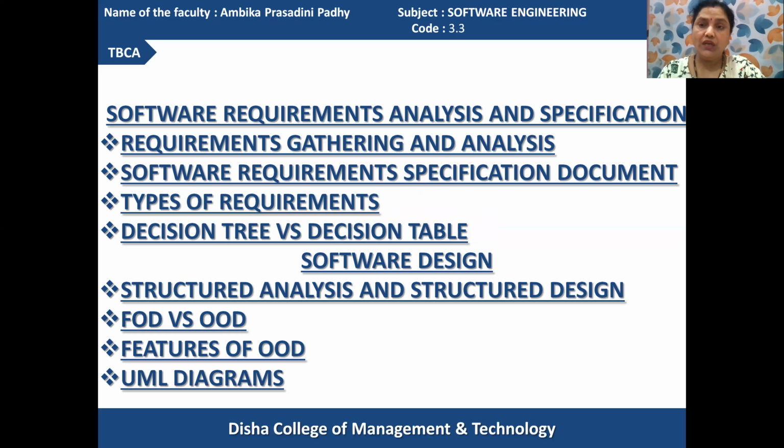In this Unit 3, we will discuss different concepts like requirements gathering and analysis. Also, we'll discuss the software requirement specification document. We will discuss types of requirements. When your software requirement specification document is prepared, the information mentioned is as per the requirements really to be carried out or reflected inside the system. So we must know the types of requirements. The types of requirements are highly essential to be identified.